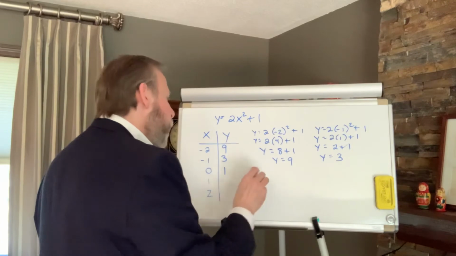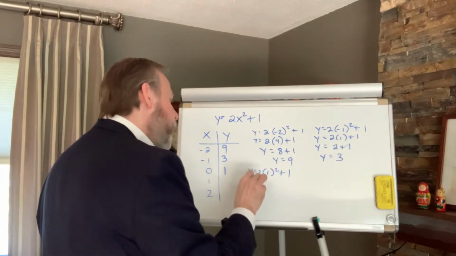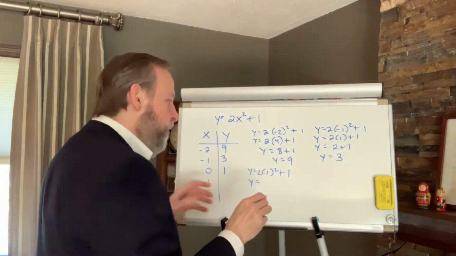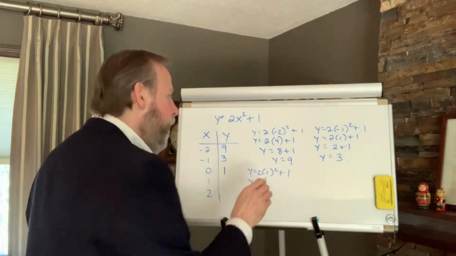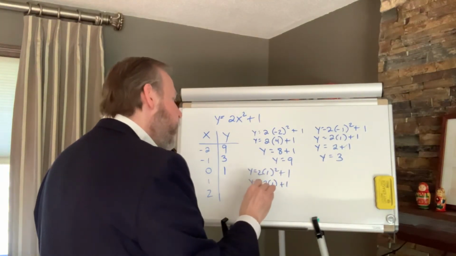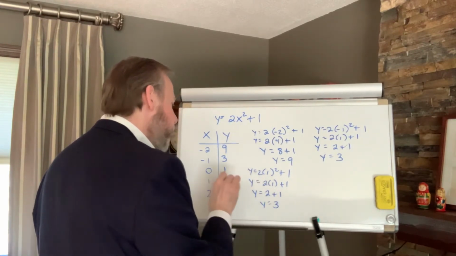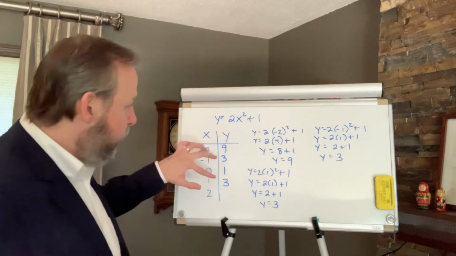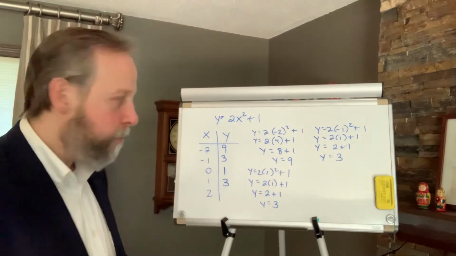So plug in the number 1 now. y equals 2 times 1 squared plus 1. Again, it's 1 squared. It's not 2 times 1 and then square it. That's wrong. It's 1 squared, which is still 1. 2 times 1 is 2. 2 plus 1 is 3. And you'll notice that there's symmetry here because we've landed on the vertex and now we're turning around.